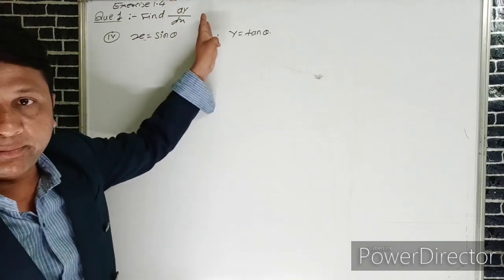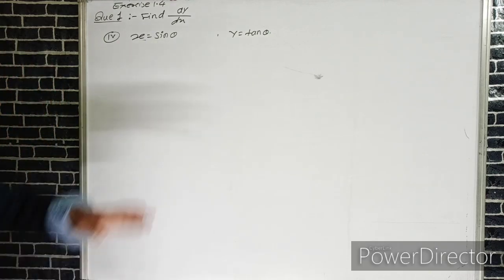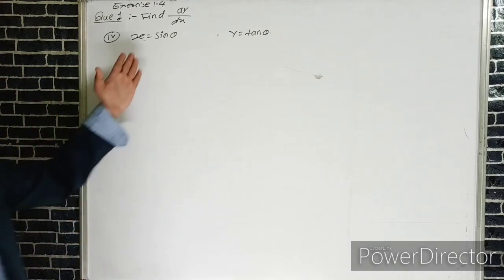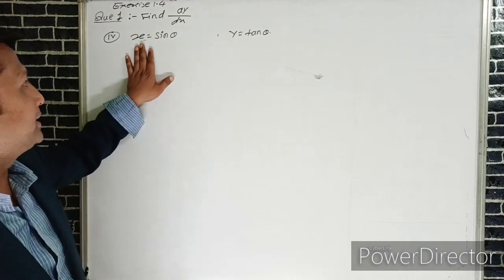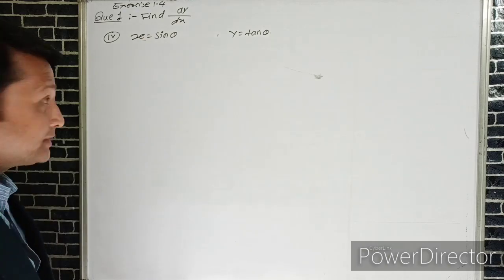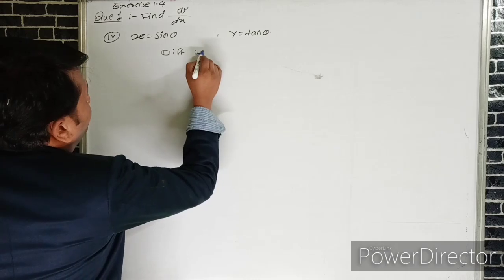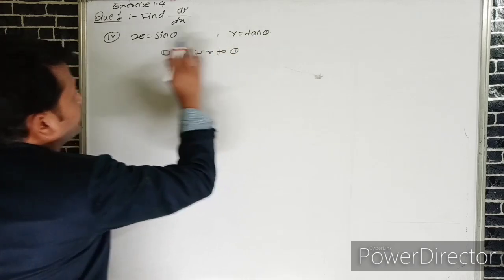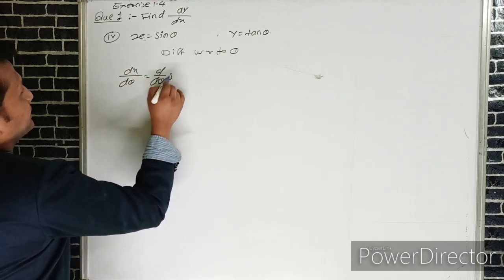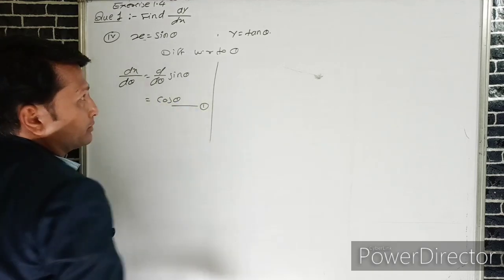Again here we have to find dy by dx by using the definition of a parametric function. If theta is a parameter, then dy by dx is equal to dy by d theta upon dx by d theta. First we have to find dx by d theta, then dy by d theta. Now if we differentiate both x and y with respect to theta, we can write dx upon d theta is equal to the derivative of sine theta, which is cos theta, number 1.